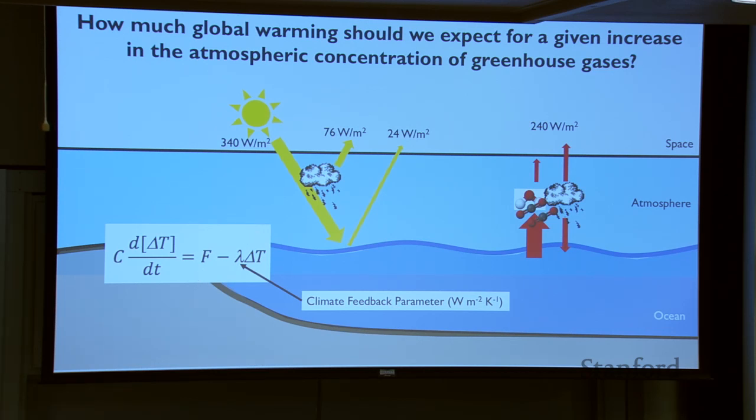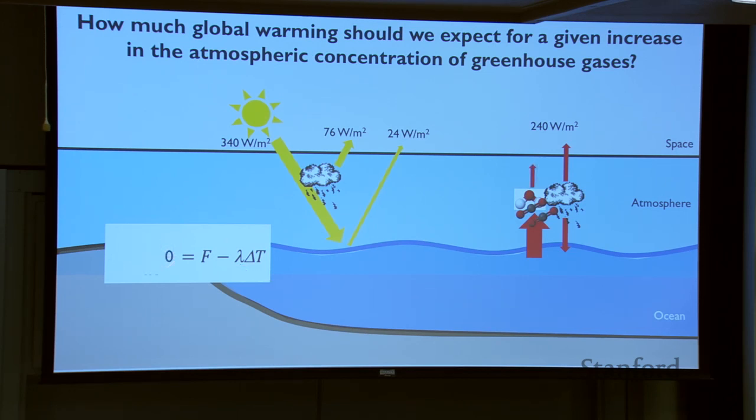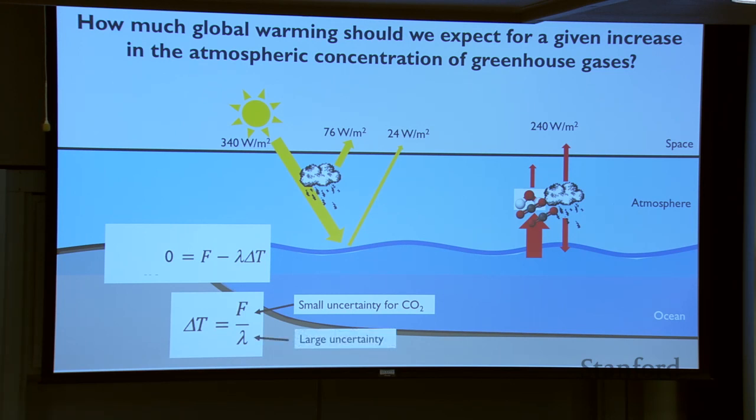So to get a better idea of that, we can imagine a situation in equilibrium and then solve this for the change in temperature. And so basically what this says is that the change in temperature is related to the forcing divided by this climate feedback parameter. And so there's a small uncertainty in general for the forcing, at least going into the future with CO2. And there's a large uncertainty in this feedback parameter, which represents what all these other fluxes in the system do when you initially hit it with forcing. And so that then bleeds into a large uncertainty in the temperature.